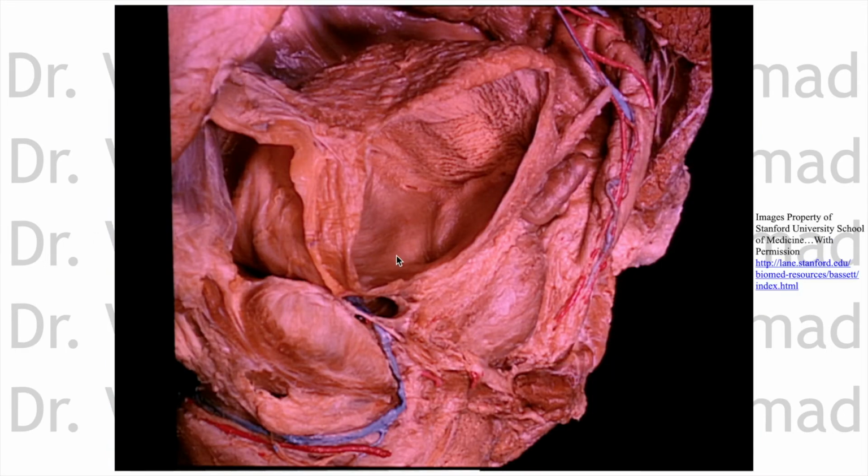This section is to show you, in a real specimen, the trigone. This is the trigone, as you can see here. This is the uvula vesicae. See that? This is the uvula vesicae. These are the ureteric openings. This is the interureteric crest, and this is the internal urethral meatus. It's a beautiful specimen. This specimen is to show you what you will see in cystoscopy, the area of the trigone.